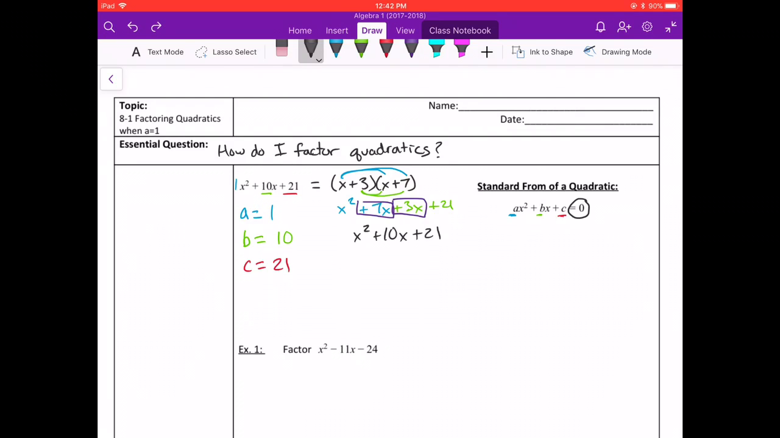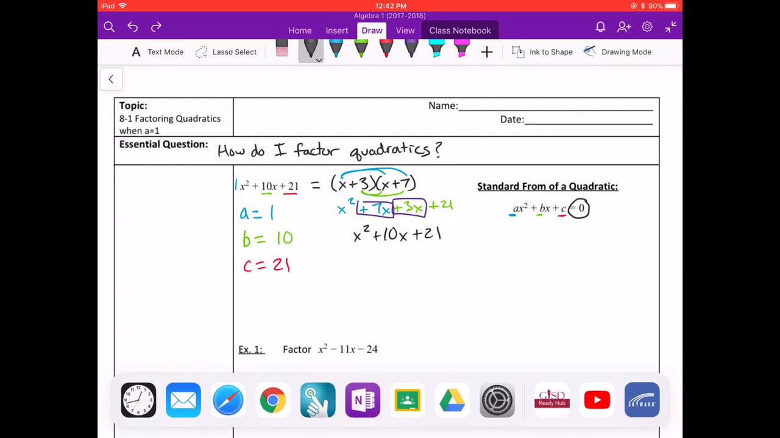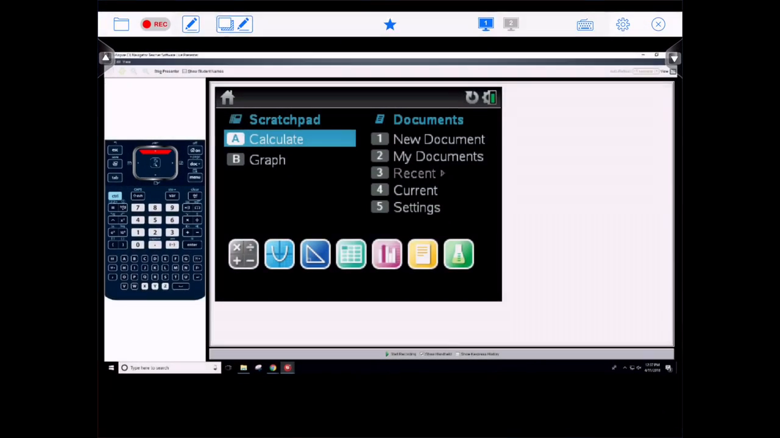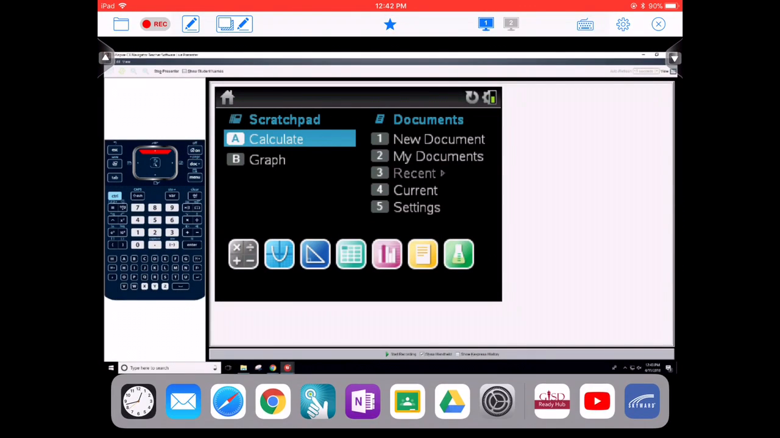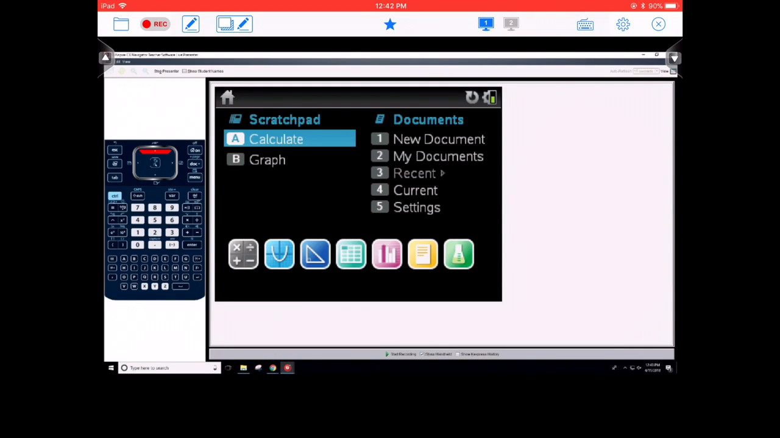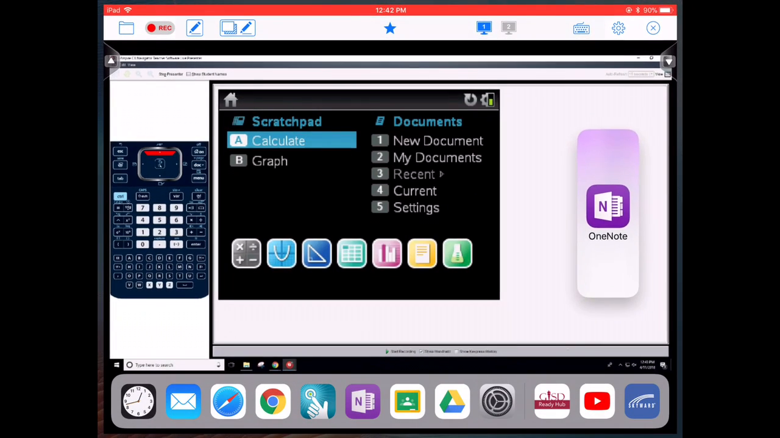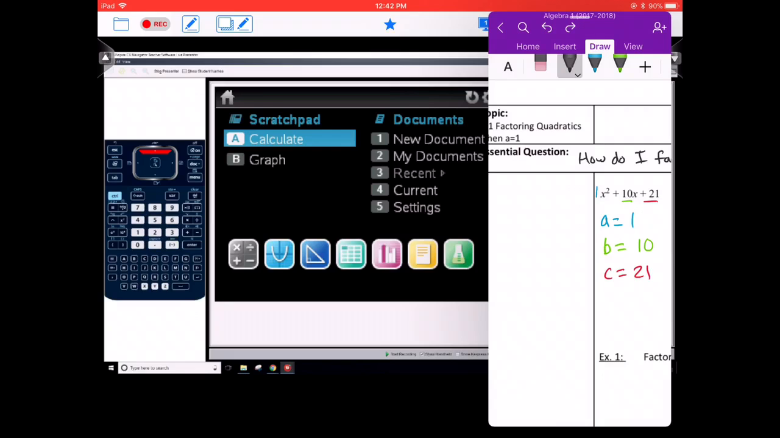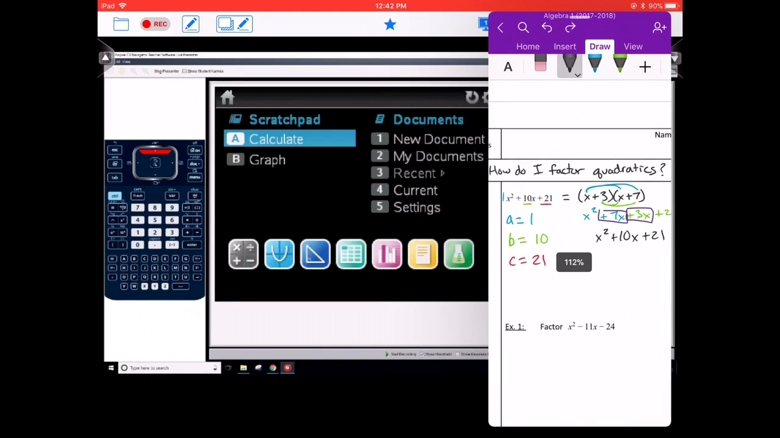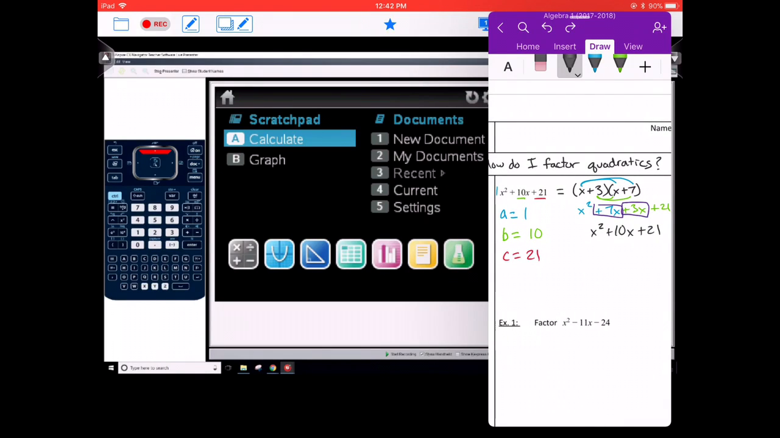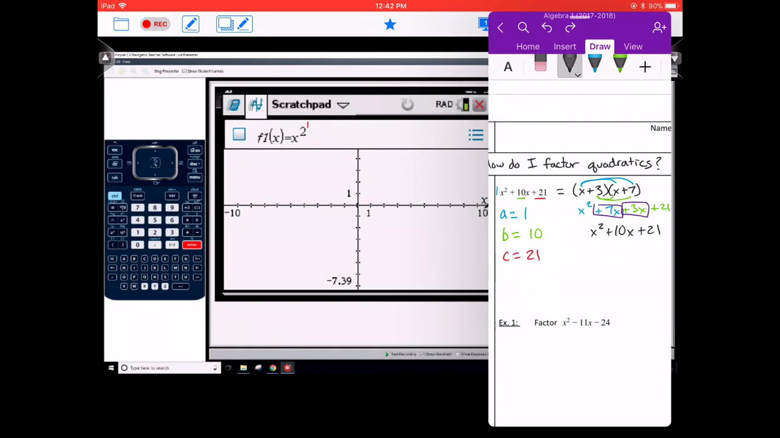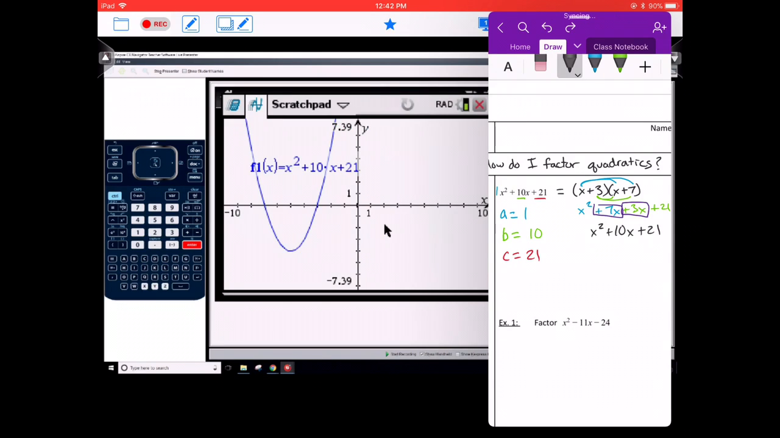If I go to the graph, let's switch to the calculator really quick. All right, let's look at this calculator and bring out our original. Oops, here. Let's put it out here so we can see what we're doing. All right, this is our equation, x squared plus 10x plus 21. So if I graph this, x squared plus 10x plus 21, you get some type of parabola, right?